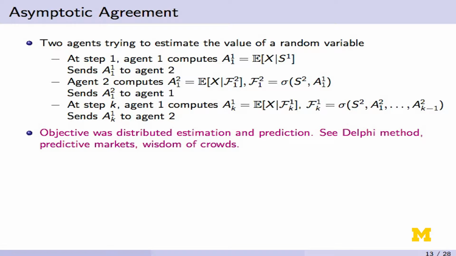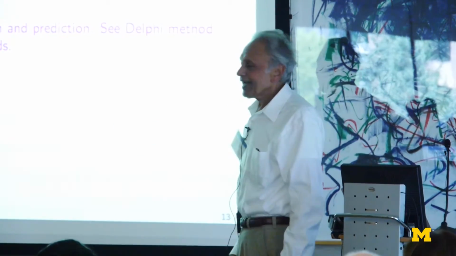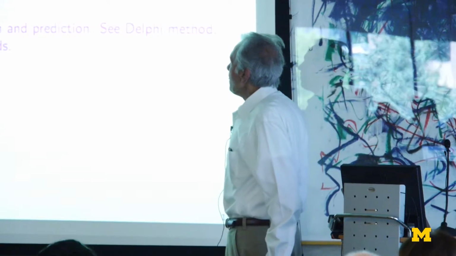Vivek's paper had nothing to do with rational expectations, had to do with distributed estimation. So there are all these agents, they're trying to estimate a random variable x. They have different signals. How can they arrive at a consensus estimate of x? So that is the setting, but we'll see it's identical to the setting that Tirole had.